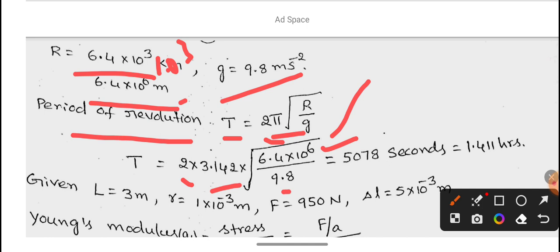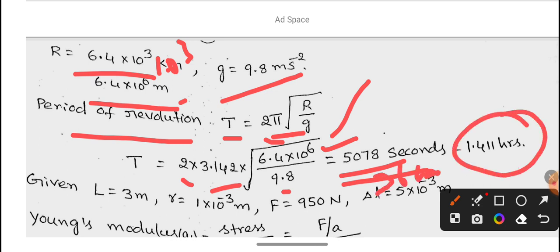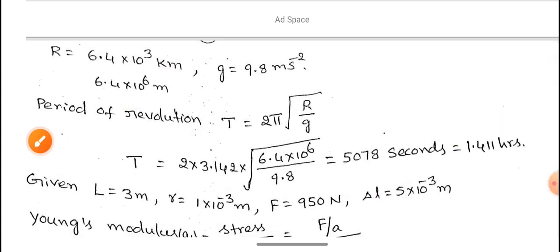After that you get 5078.678 seconds, and you divide it by 3600 seconds to convert into hours. This gives the period of revolution as 1.411 hours. So let us check the next problem.